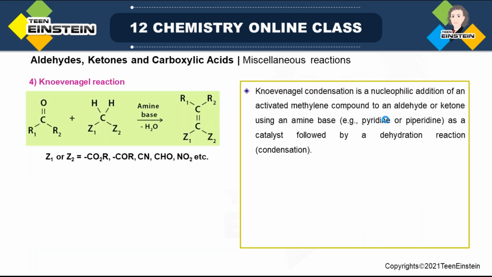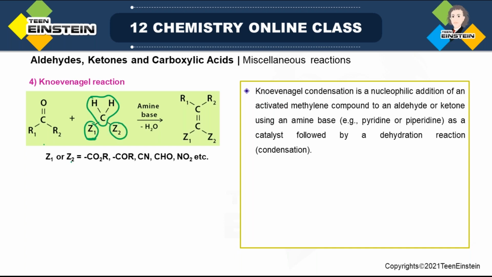Number 4, Knoevenagel reaction. Here we have taken one carbonyl compound, which is R1COR2, okay, and the second molecule is very interesting. See, there is a methylene group. Methylene group is the CH2 group. Now on both sides there is Z1 and Z2.